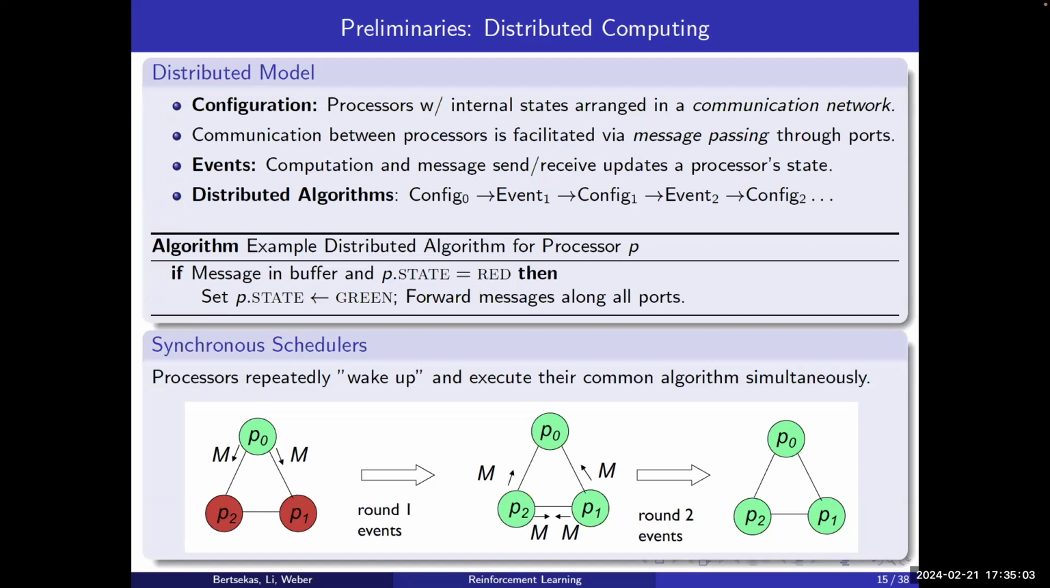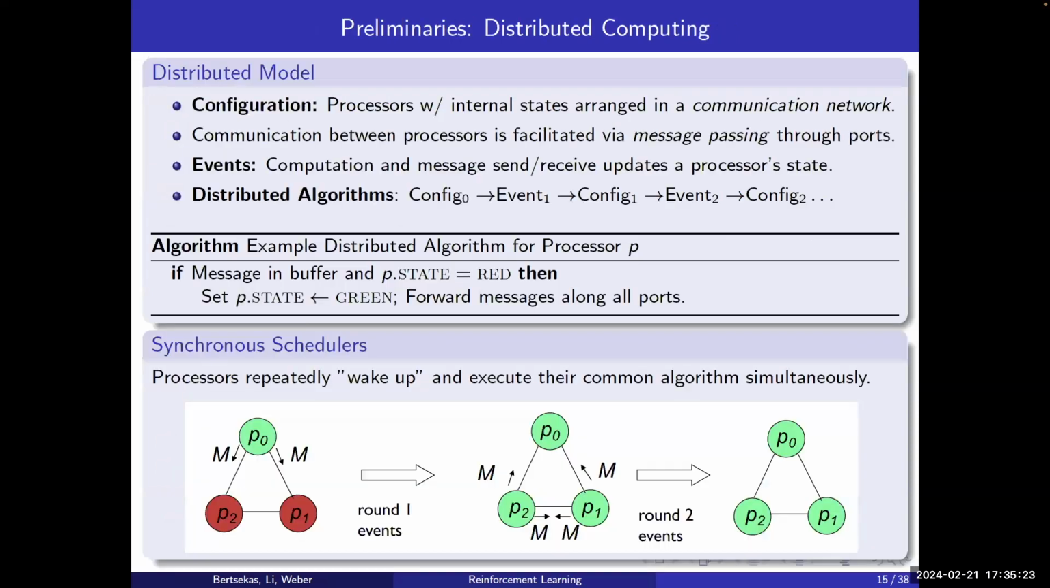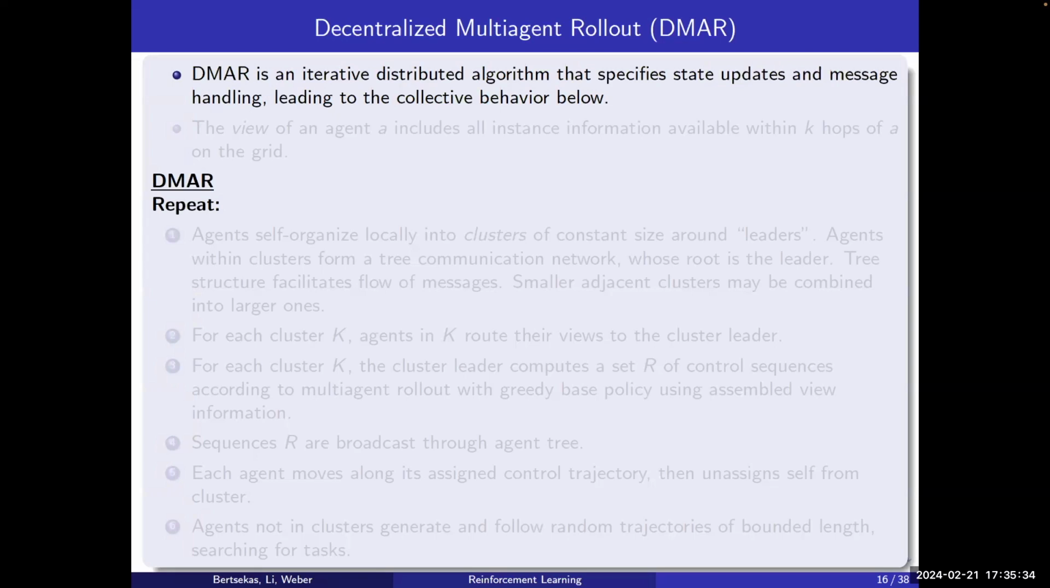Okay, so that's distributed computing. So here's our solution, decentralized multi-agent rollout. DMAR is an iterative distributed algorithm that specifies state updates and message handling, leading to the collective behavior below. Oftentimes, a distributed algorithm is kind of difficult to read. It's difficult to say what the behavior of the system is going to look like just by looking at the algorithm itself. So often we describe them in terms of their collective behavior. And then it's a challenge to prove that the distributed algorithm actually generates this behavior.